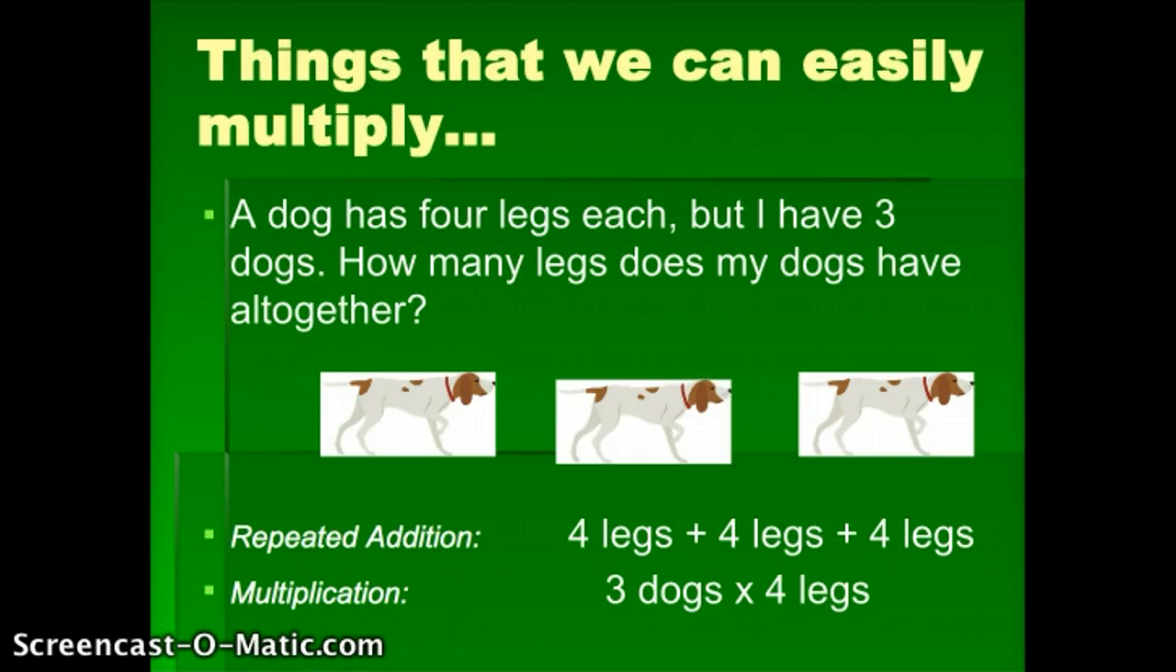We can easily do some multiplication, such as if a dog has 4 legs, most dogs do, but not all, and we have 3 dogs, how many legs do we have all together? This might be more useful if we're trying to do horses and we need to know how many horseshoes we should have on hand. We could do repeated addition, like 4 plus 4 plus 4, but we can also just use multiplication.